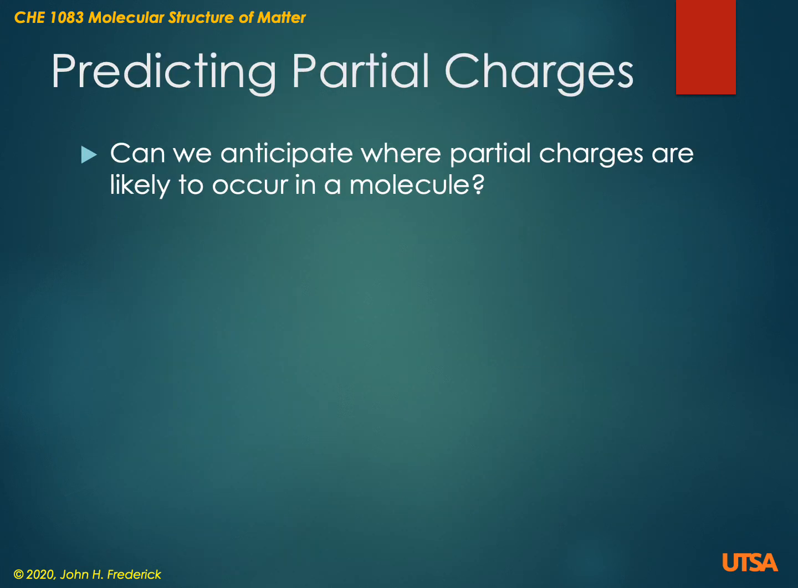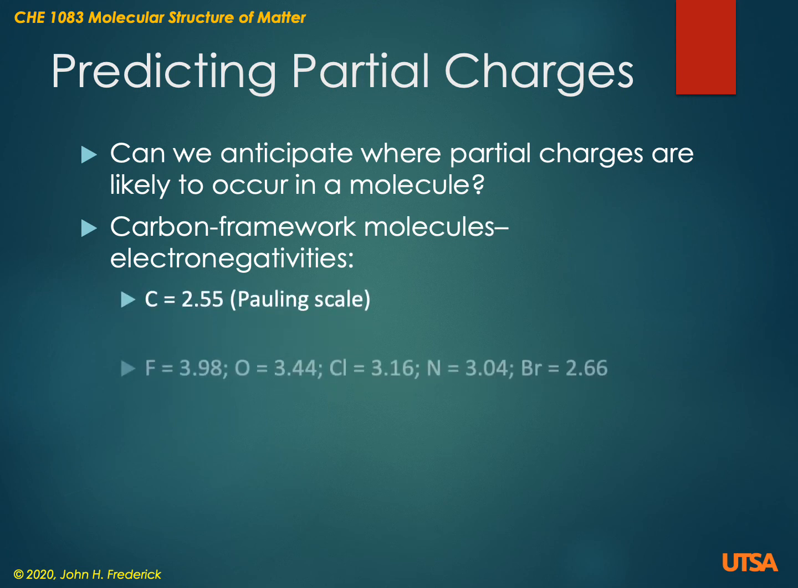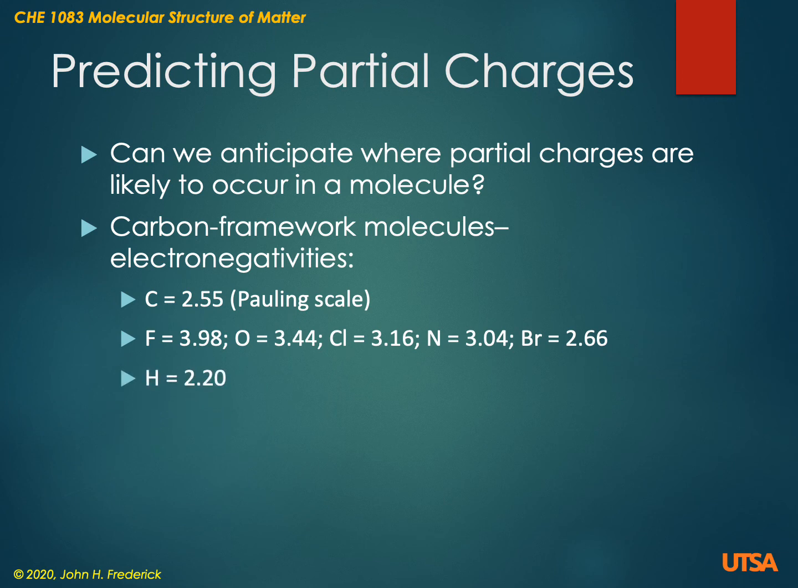So can we actually do this without looking at an MEP surface? Well, I'm going to give you a chance to look at MEP surfaces whenever we can, but it's also good to have an idea, an intuition of where one might see this. So for carbon framework molecules, these are the electronegativities that we typically see. Carbon is, of course, the framework for these molecules, so it's the baseline that we want to compare to. And we can see that in the next row, we've got fluorine, oxygen, chlorine, nitrogen, and bromine, and all of them have electronegativities that are greater than that of carbon.